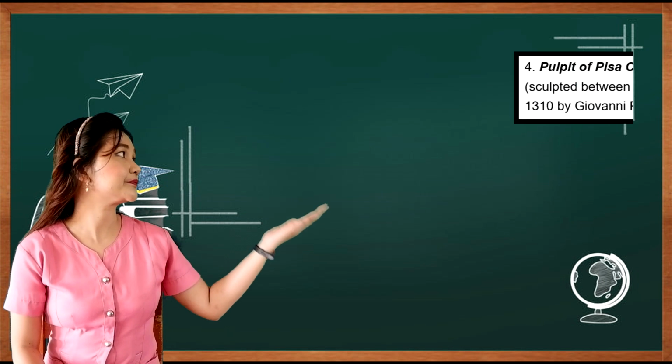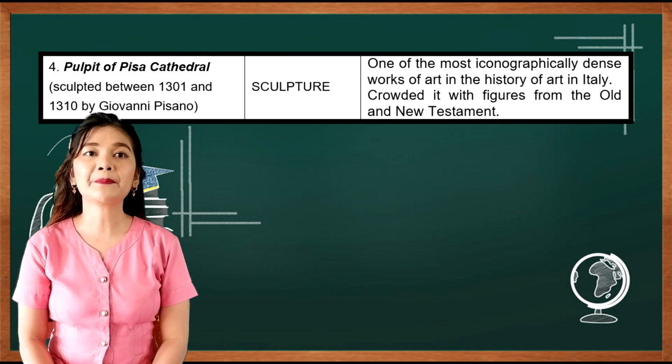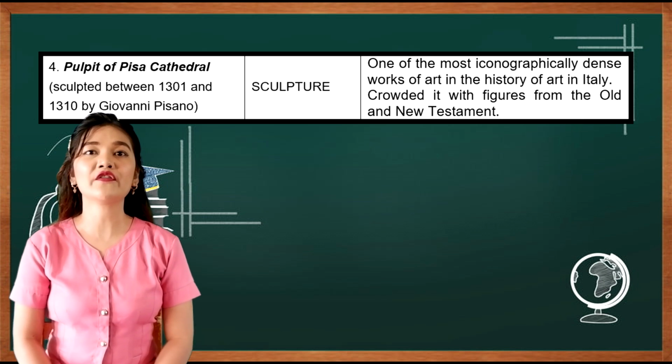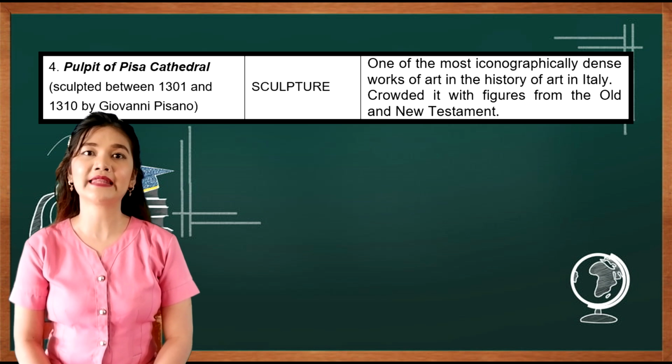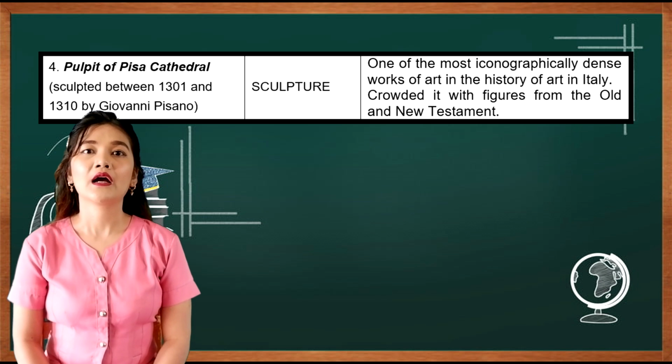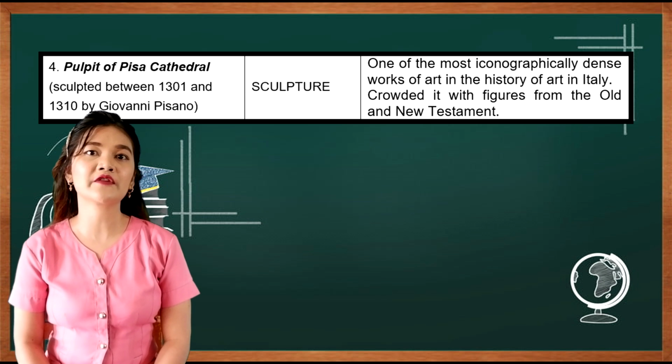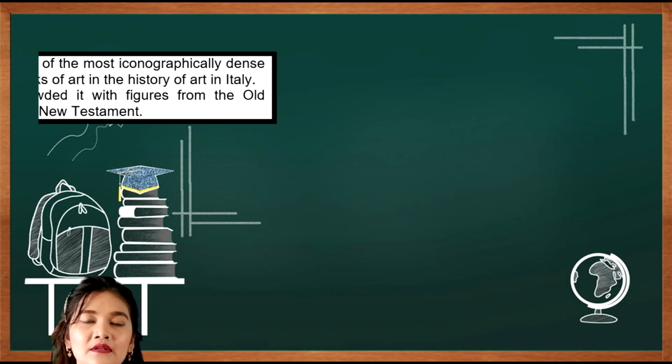Number 4. Pulpit of Pisa Cathedral, sculpted between 1301 and 1310 by Giovanni Pisano. Art form, sculpture. It is one of the most iconographically dense works of art in the history of art in Italy. Crowded with figures from the Old and New Testament.